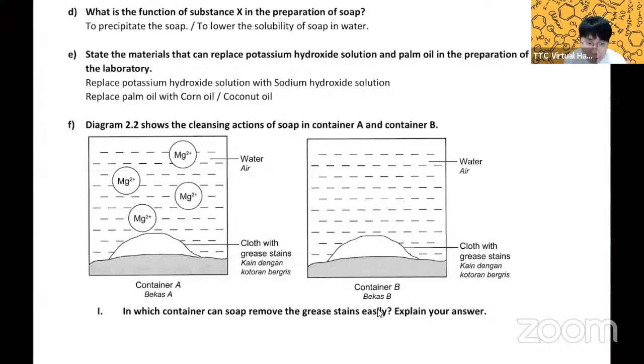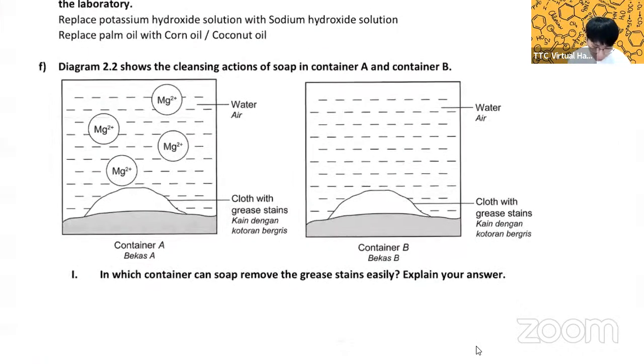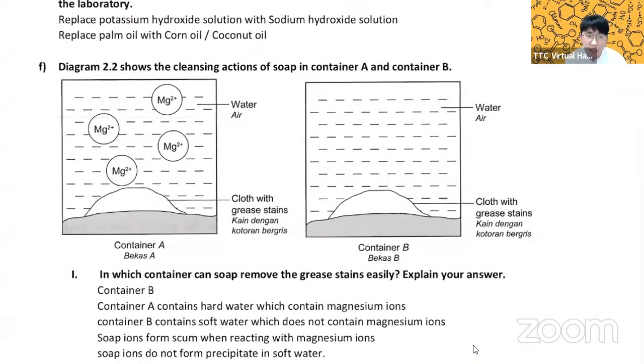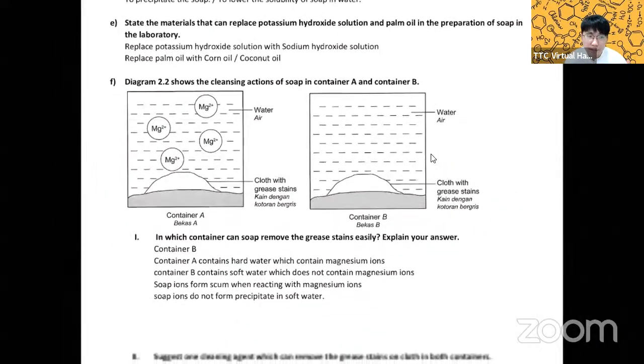If you want to remove grease stain easily, you actually prefer container B, because it doesn't have Mg2+, it isn't hard water. Soap can work here, detergent can work here. Soap can't work in A. So explain your answer. We say prefer container B, because container A has hard water that contains magnesium ions. B is soft water, we do not have any ions. So soap will form scum in hard water, but soap does not form scum in soft water. It should be a very straightforward answer here.